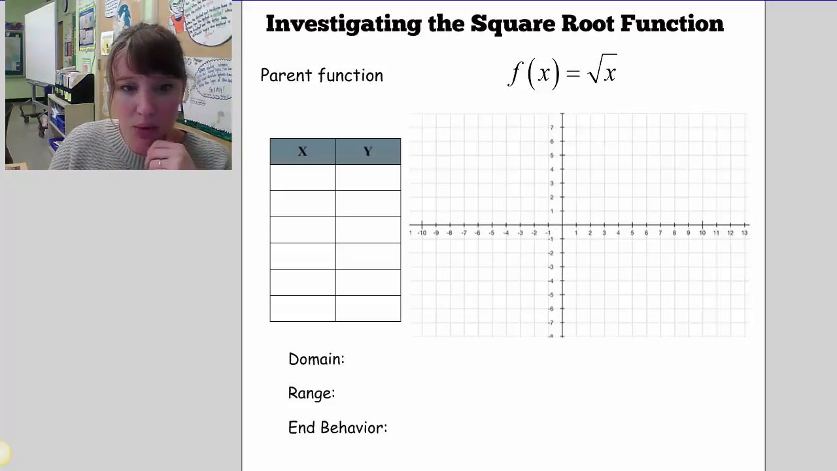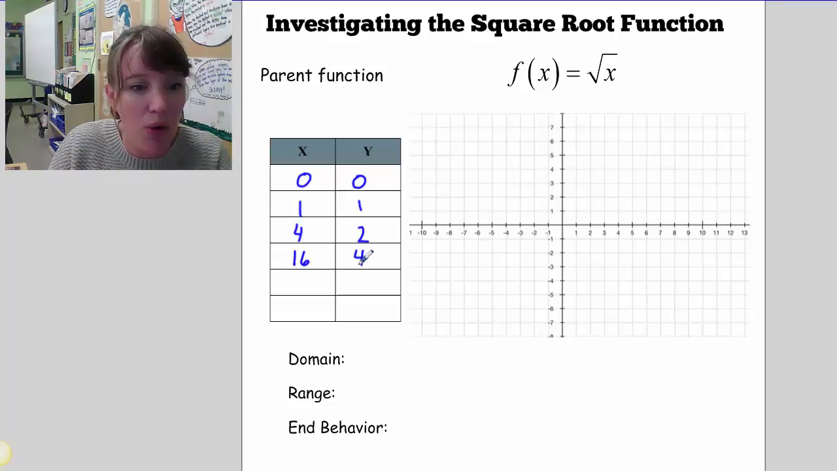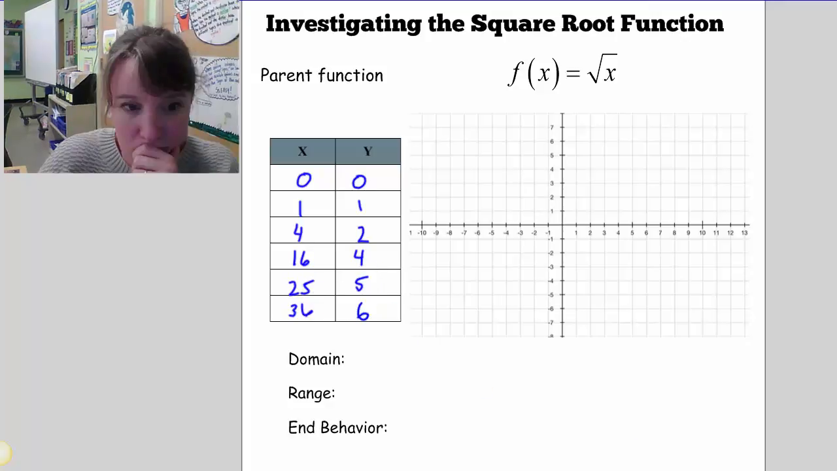Okay, so the first thing I want to do is think about values that might be good for me to put in for x. So let's say that we have a value 0, for instance. The square root of 0 is 0. Or 1. The square root of 1 is 1. Now I'm going to skip to a value like 4 because I know the square root of 4 is 2. And let's say 16. The square root of 16 is 4. And 25. The square root of 25 is 5. And 36. The square root of 36 is 6.